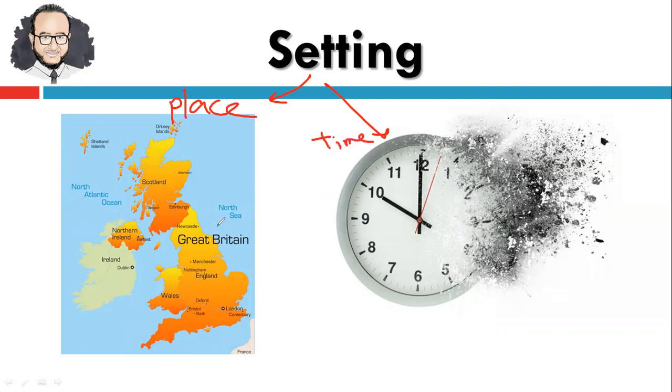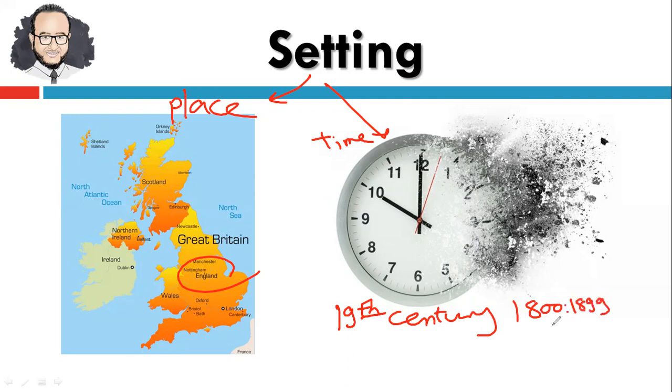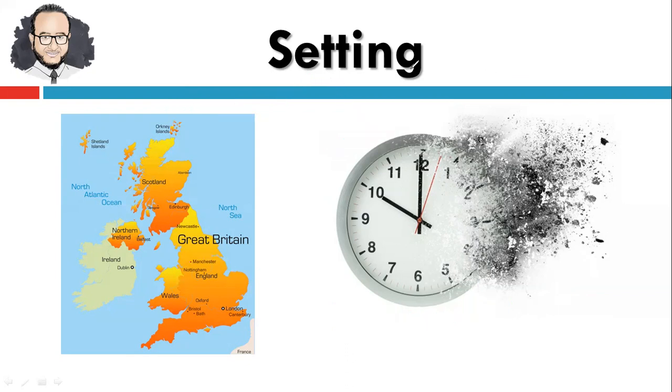If I talk about the place, for example, I'm talking about England. This is the place of the events, and this is the time. Maybe I'm talking about the exact time using hours and minutes, or maybe I'm talking about the period of time itself, like the 19th century. At this time, I'm talking about from 1800 till 1899. I call this period the 19th century. So the setting here means the place and the time.